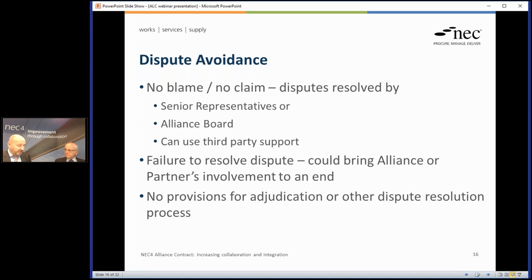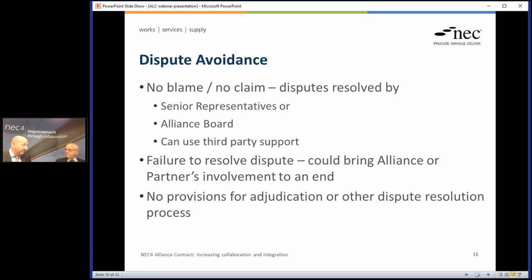So the starting point is we can refer matters to senior representatives of the parties who are at disagreements, or the members of the Alliance who are in disagreements. If they can't resolve it, it goes to the Alliance board, and the Alliance board have to resolve it. It is as simple as that. Contractually, they have to bring the matter to a conclusion. Now, in fairness, they can use any process to do so.